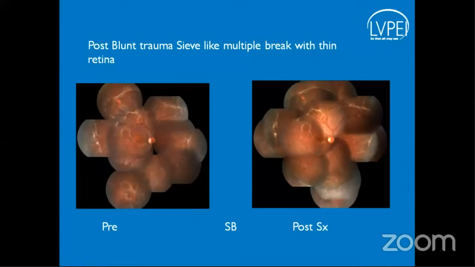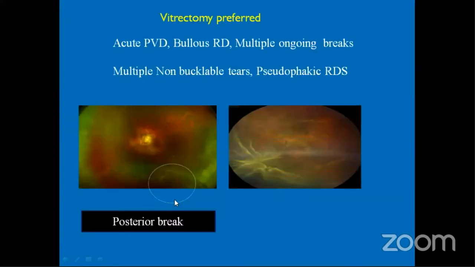Blunt trauma with sieve-like multiple retinal breaks. In the previous one we saw a very large inferior break; here there are multiple retinal breaks. Again, chronic detachment, the scleral buckle is the treatment of choice.